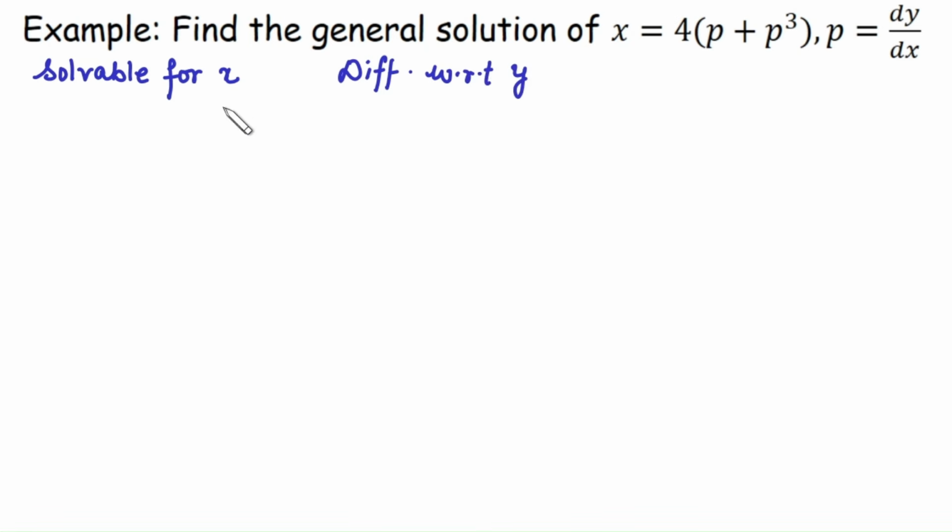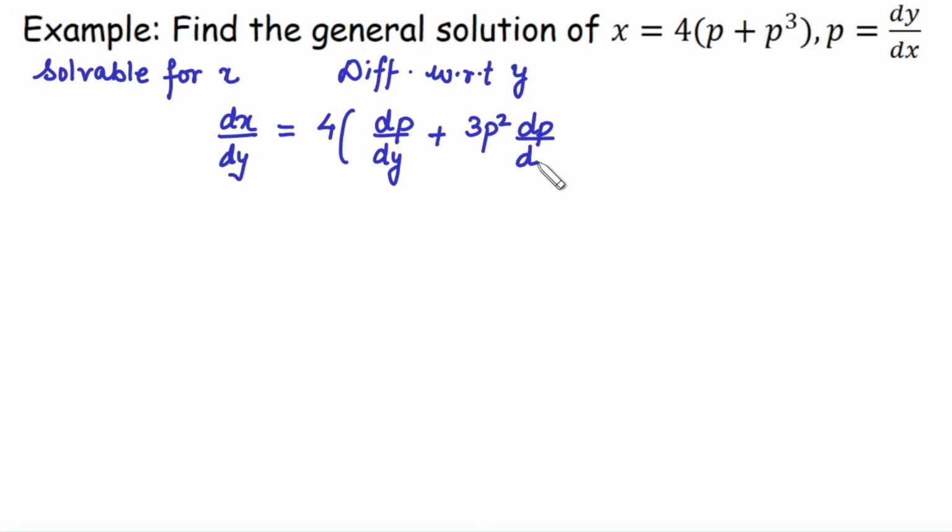So this results in dx/dy on the left hand side. 4 is as it is. Derivative of p is dp/dy, plus the derivative of p³ is 3p² dp/dy. Why are we writing dp/dy? Because p is a function of y. So that's why it is there.